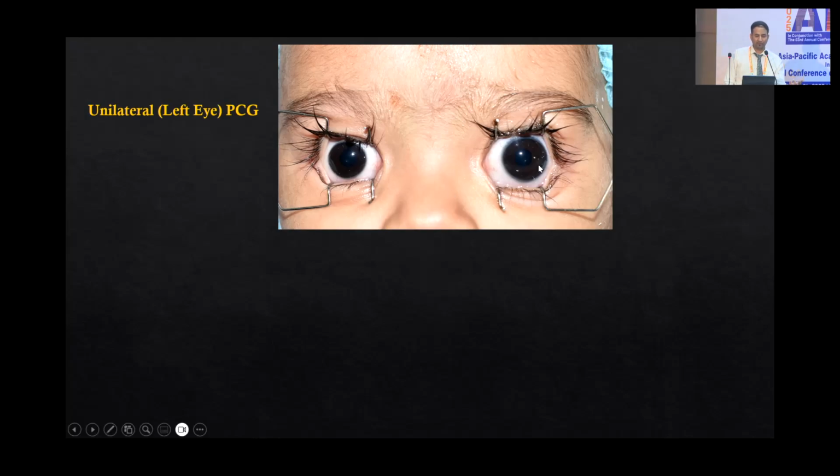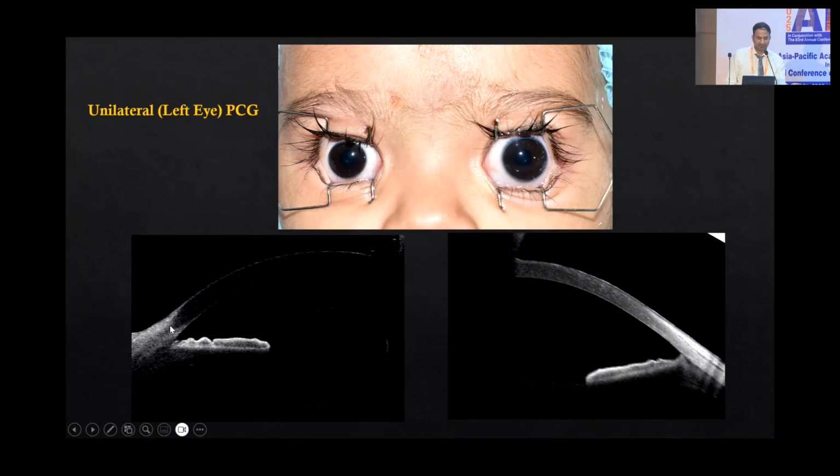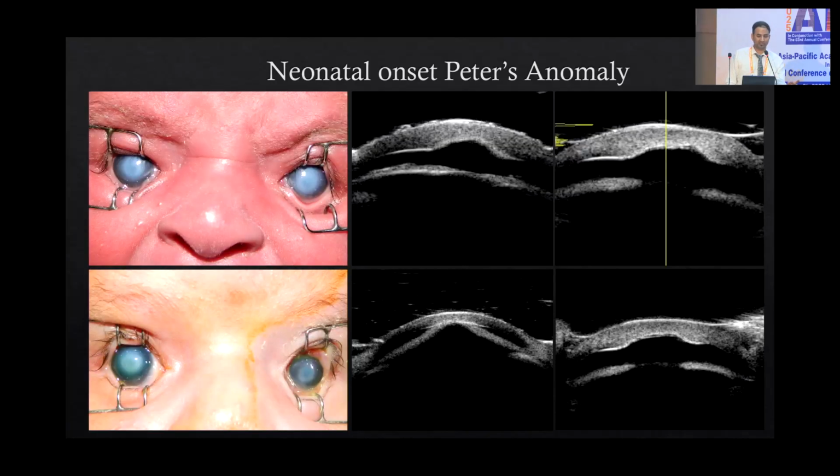This is a case of unilateral PCG, the right eye is normal, the left eye is buphthalmic. On OCT, you can see this is a normal angle, but here the iris is highly inserted. So it helps in diagnosis. Another case of late onset PCG. Late onset PCG is those children presenting late at 3 and 4 years, but they have ophthalmos, they have large corneas. Here also you can see the iris is very highly inserted. Due to high iris insertion, it shows that there is trabecular dysgenesis and there are chances of glaucoma.